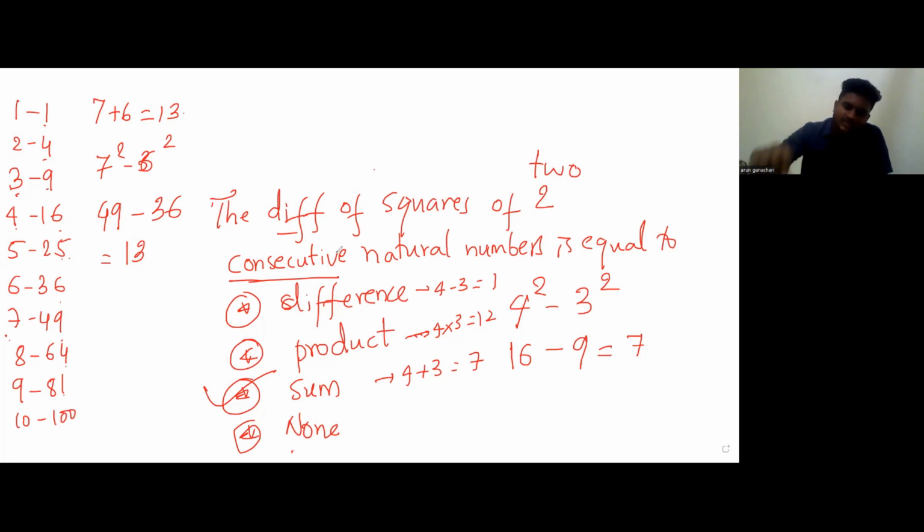Now this itself is your third point. What was the third point? The difference of squares of two consecutive natural numbers is equal to their sum. Done? So what is the statement they are saying? Look at the statement here.